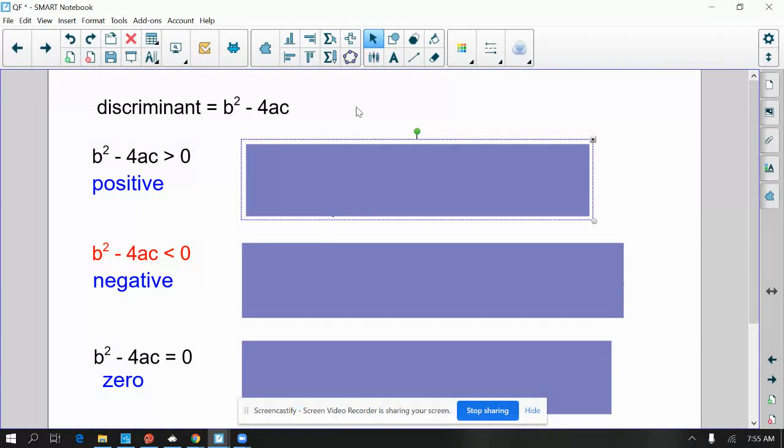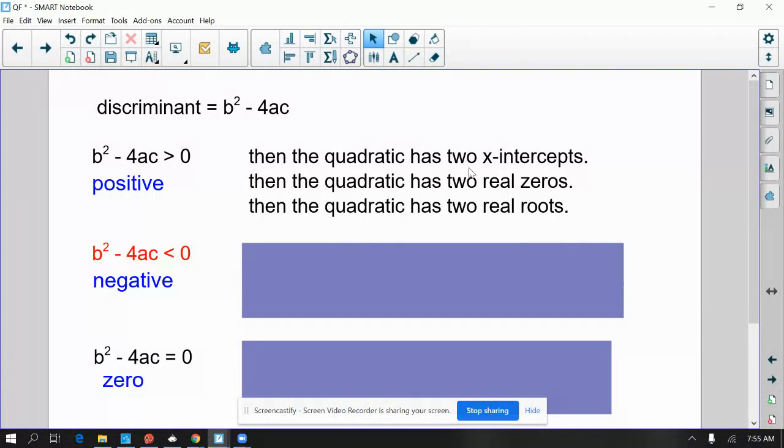Well, when the discriminant is positive, there are 2 x-intercepts. That's the same thing as 2 real zeros. And that's the same thing as 2 real roots. All 3 of these sentences are identical, and we have to be comfortable with going back and forth between all 3. Roots and zeros are the same things, and if the zero is real, then it's an x-intercept. And since there are 2 real zeros, there are 2 x-intercepts.